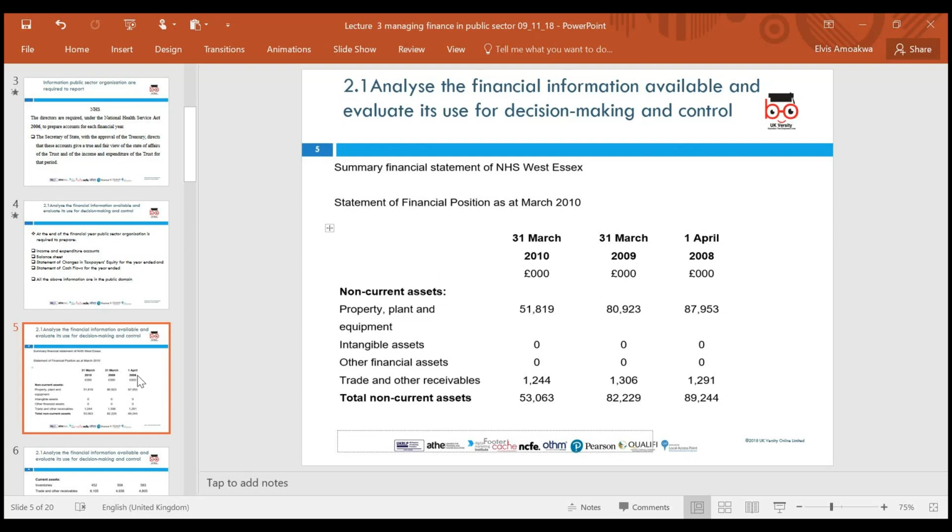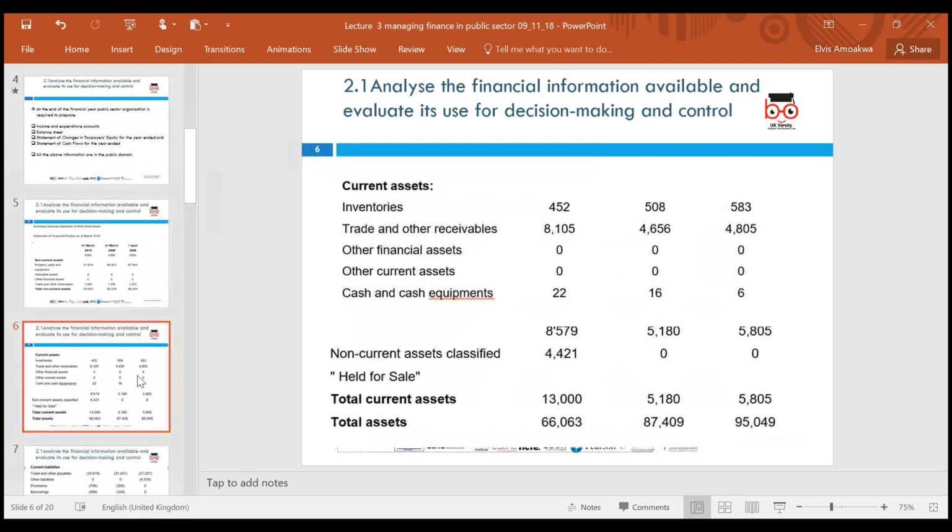2009, it is 82,229. And then March 2010, it was 53,063. All right, so these are total non-current assets. Let's look at the other part of the financial in the next slide.